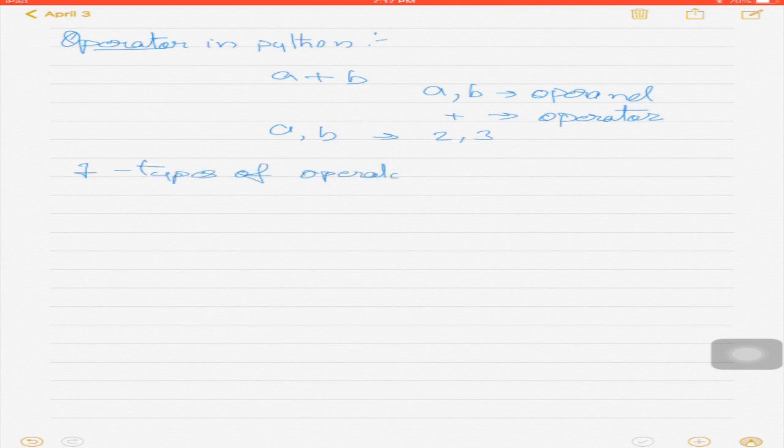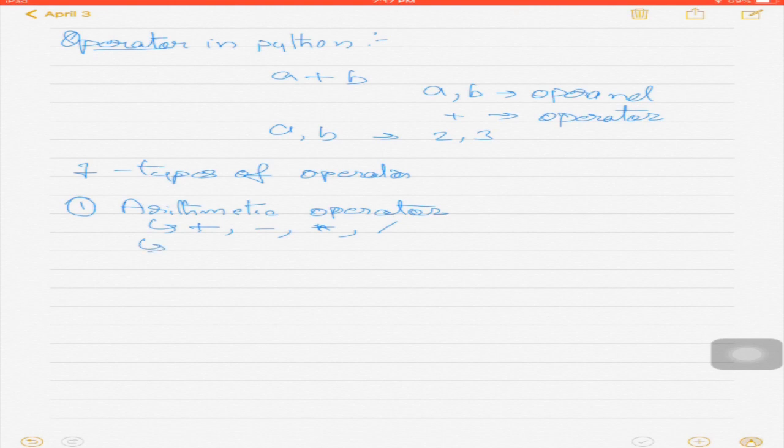First is the arithmetic operator. From our basic arithmetic, we are aware of a few arithmetic operators like plus, minus, times, and division. Including them, Python offers us some special operators also. Python has something called double slash, which means floor division.